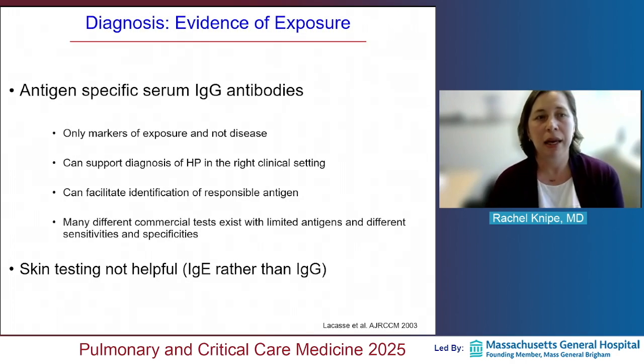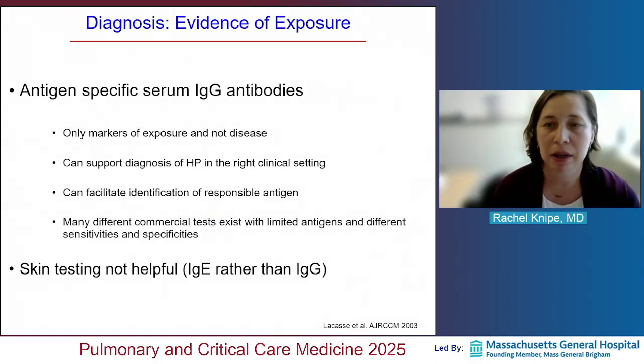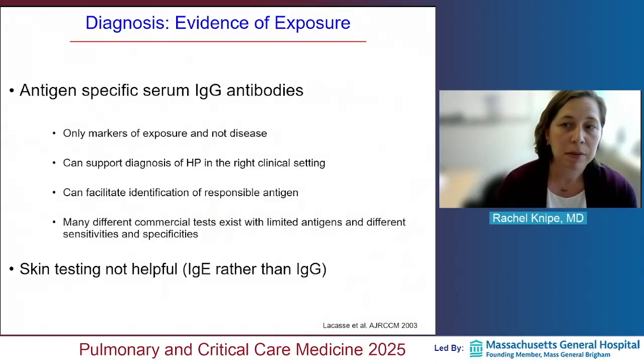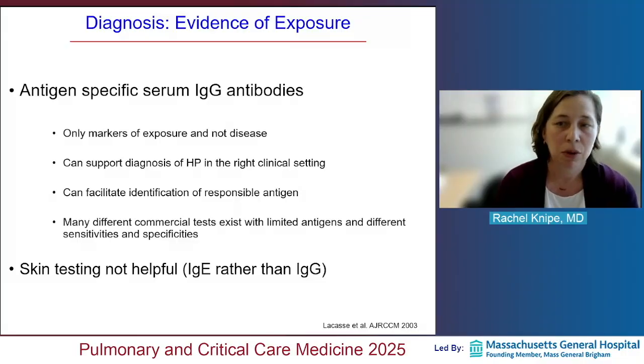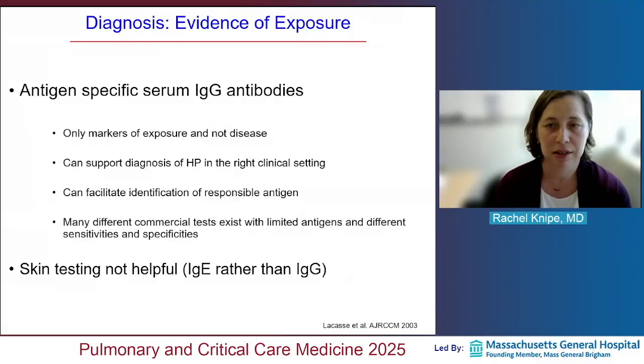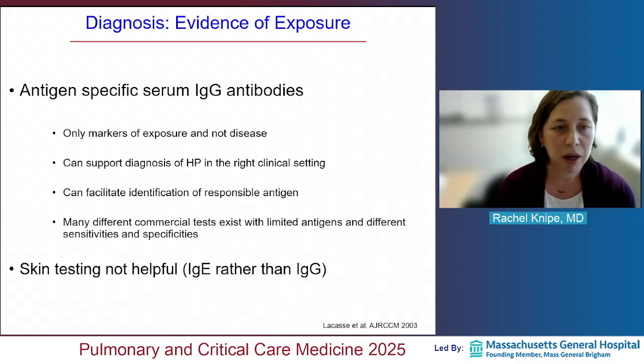Okay, so antigen-specific serum IgG antibodies can be sent from the serum of patients with suspected HP. It's really important to note that these are markers of sensitization and exposure and not necessarily disease. Because of this, there can be high rates of false positive tests, and people may show evidence for exposure that may not lead to disease. So the tests need to be taken in context.